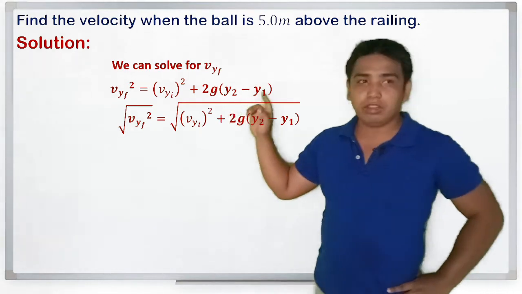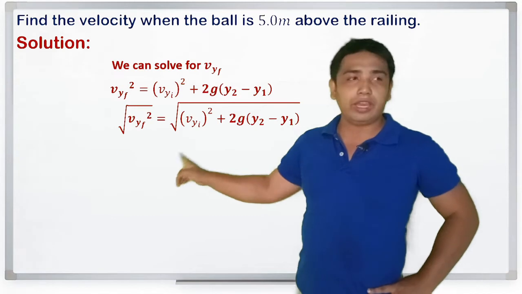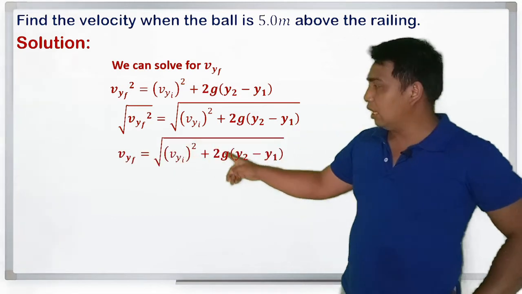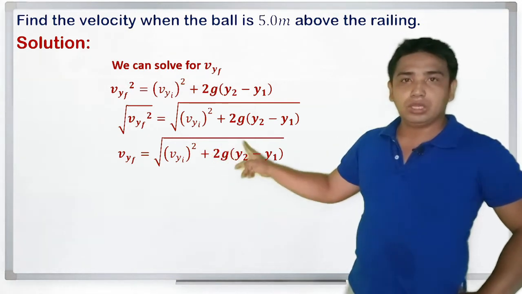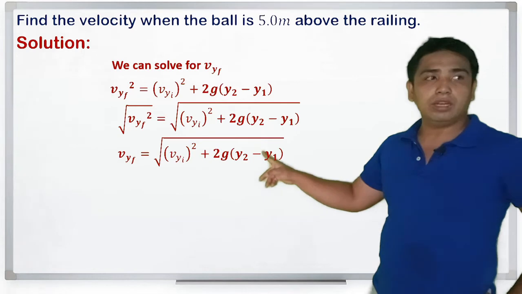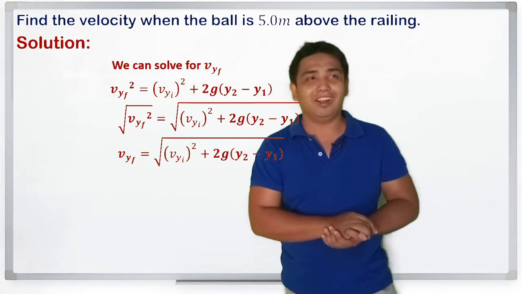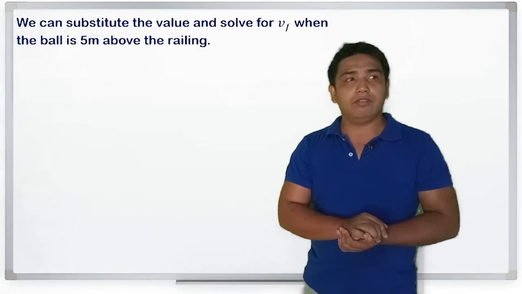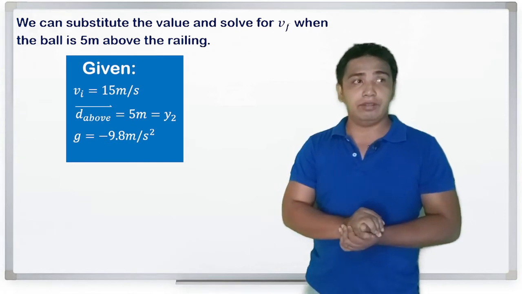So take the square root of the left side, take the square root of the right side. We're going to get v_yf is equivalent to the square root of the quantity v_yi squared plus 2g times the quantity of y sub 2 minus y sub 1, and this is the formula that we can use. Alright, so we can plug in the values next, and solve for the final velocity.